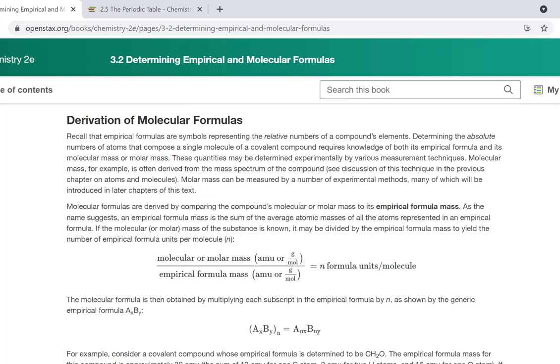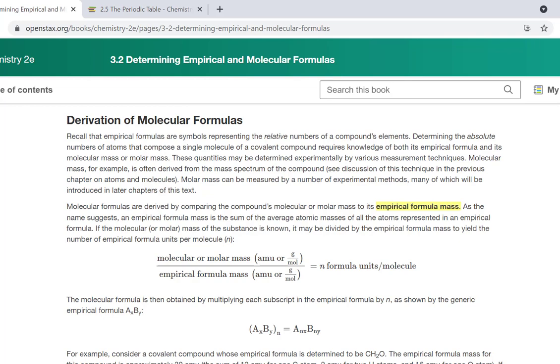So we can actually find molecular formulas in some cases if we have enough information. And how we do that is we compare the molar mass of the compound, or we can even use the term molecular mass because, again, these are only for molecules, to something that we're going to call the empirical formula mass. This is essentially what we've been doing as we are finding this information.